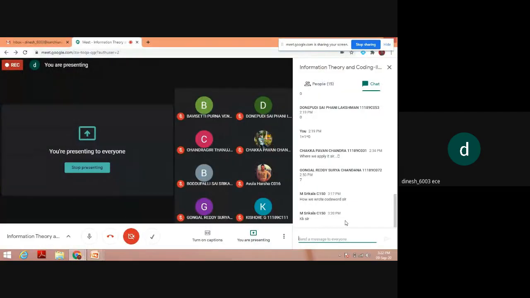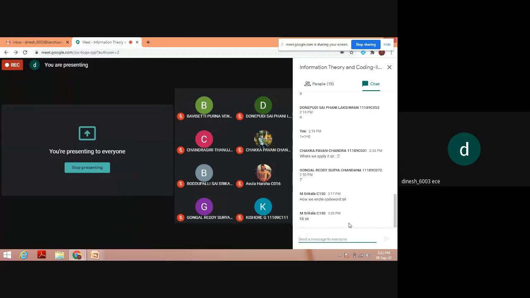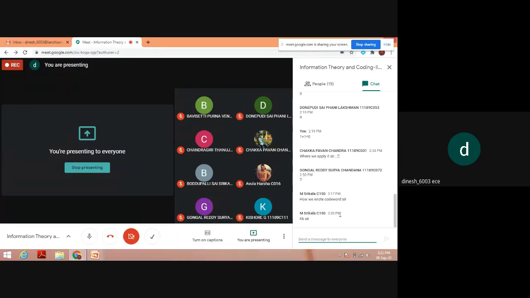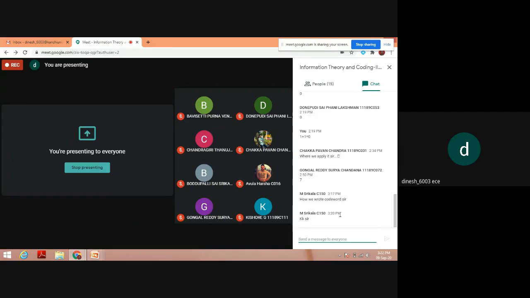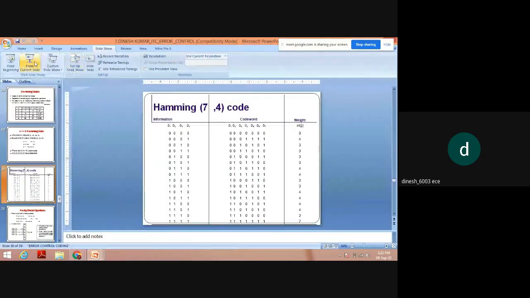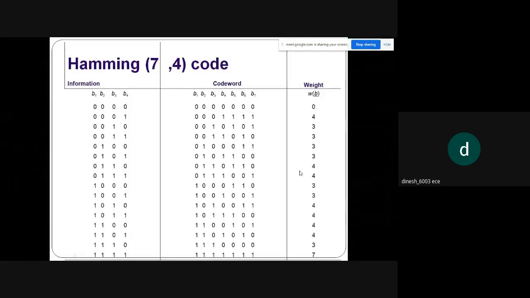Okay, now understood? How do we write? It's easier. Only you need to know what the check bits are: the check bits for B5, B6, B7. If that is known, you can easily derive the code word. So the code word is a combination of information bits as well as parity bits. For this problem, we have 4 information bits: B1, B2, B3, B4, and 3 parity bits: B5, B6, B7. So next is to write it in terms of equations.